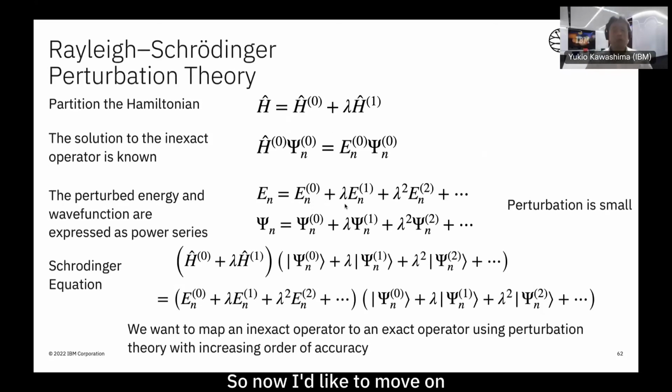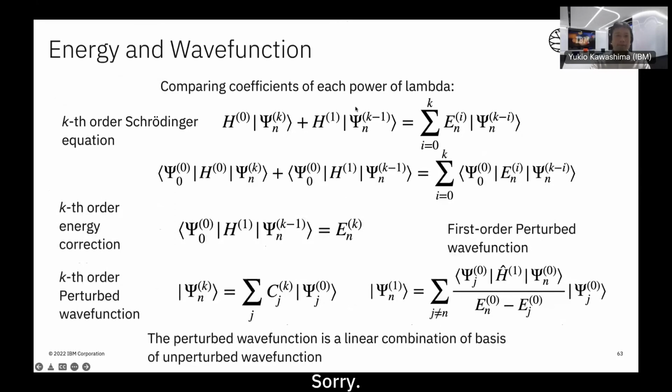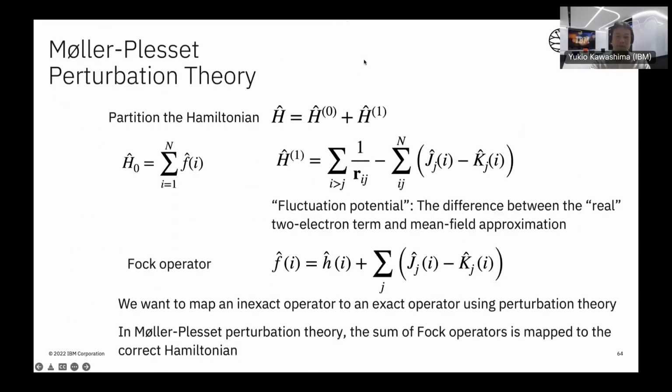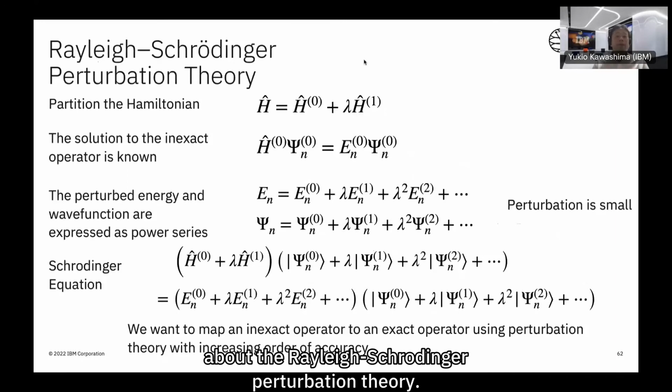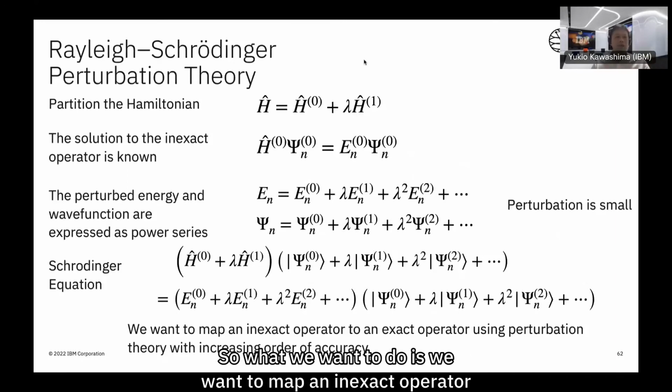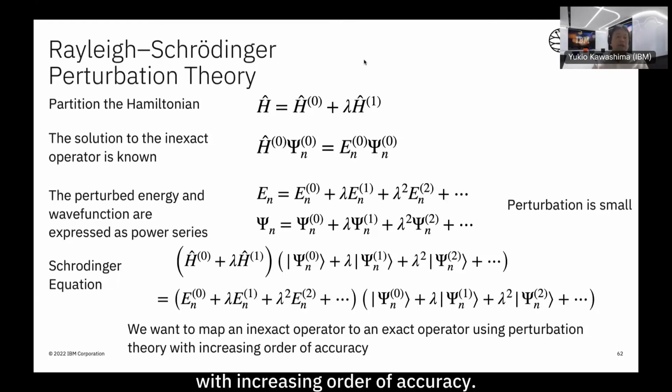So now I'd like to move on to perturbation theory. I'm going to start with a general part, the Rayleigh-Schrödinger perturbation theory. What we want to do is map an inexact operator to an exact operator using perturbation theory with increasing order of accuracy.